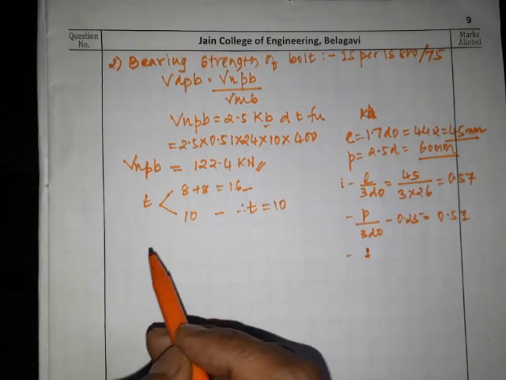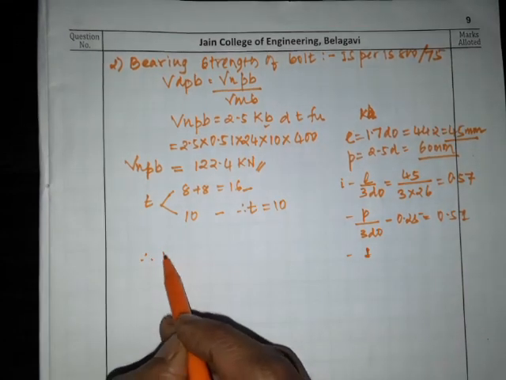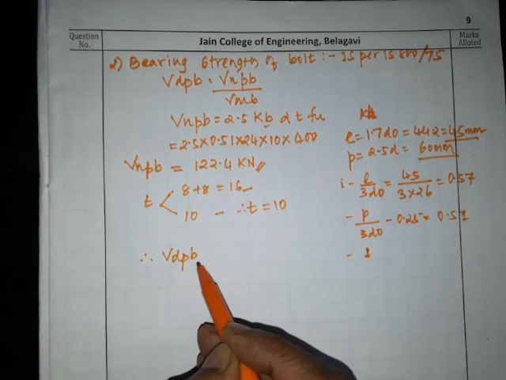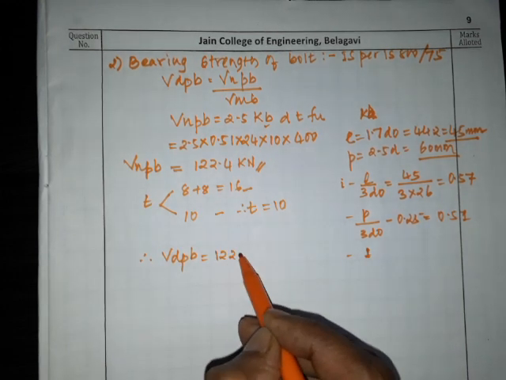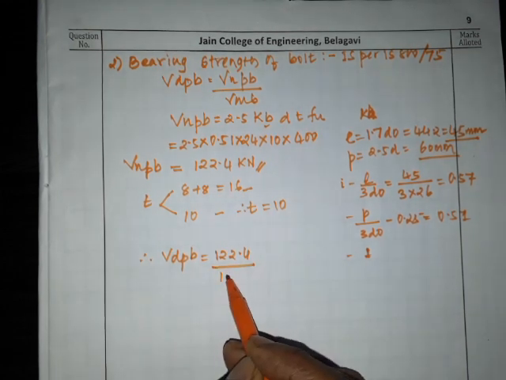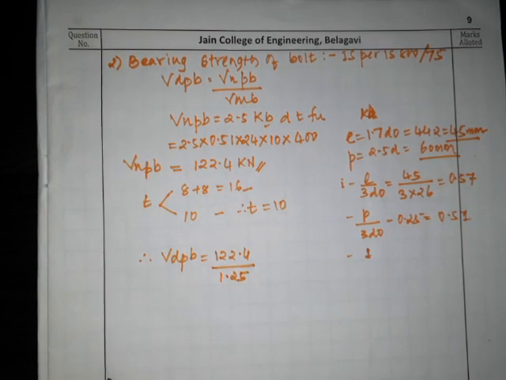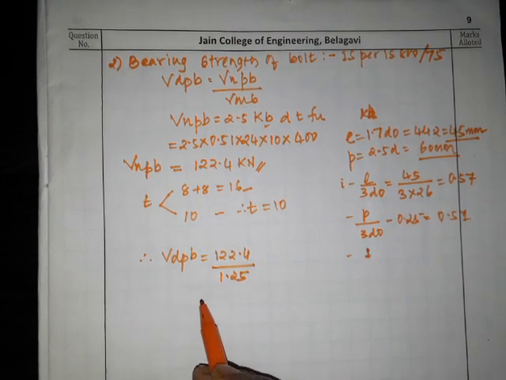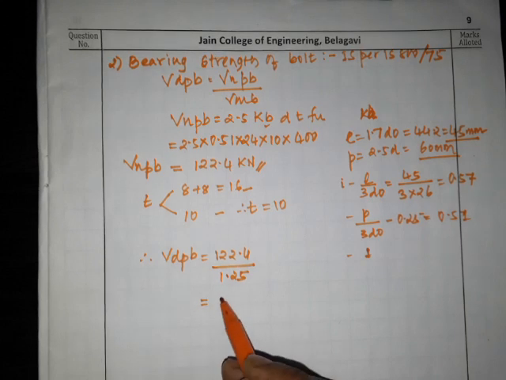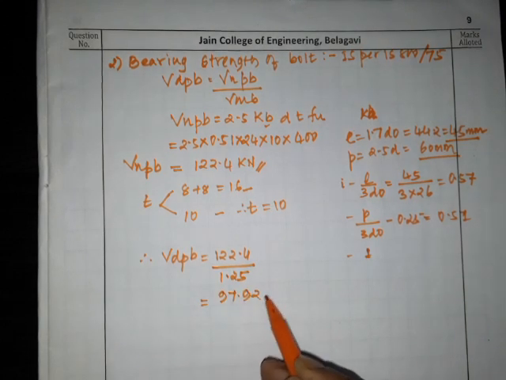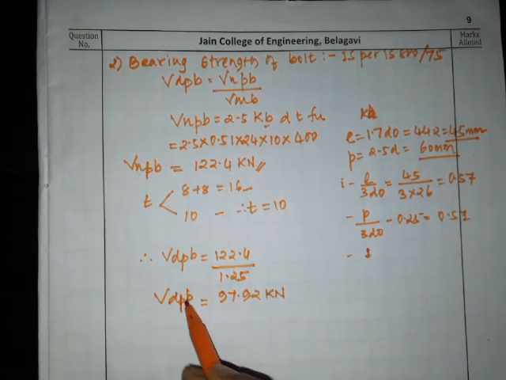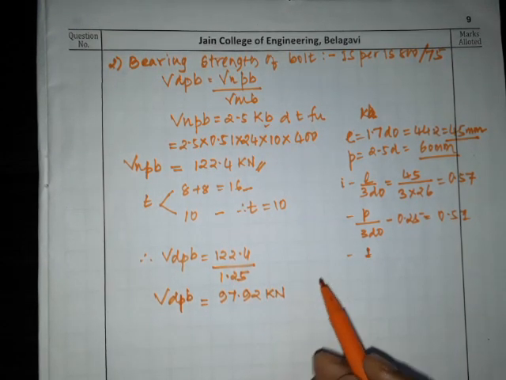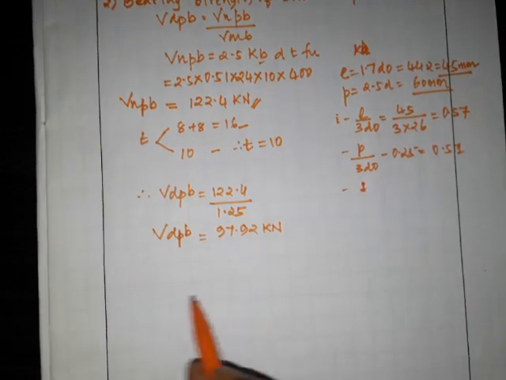Okay, so therefore VDPB will be VNPB upon gamma MB. VNPB we got 122.4, gamma MB is 1.25, correct? Gamma MB is 1.25. So therefore we get VDPB is equal to 97.92 kilonewton.